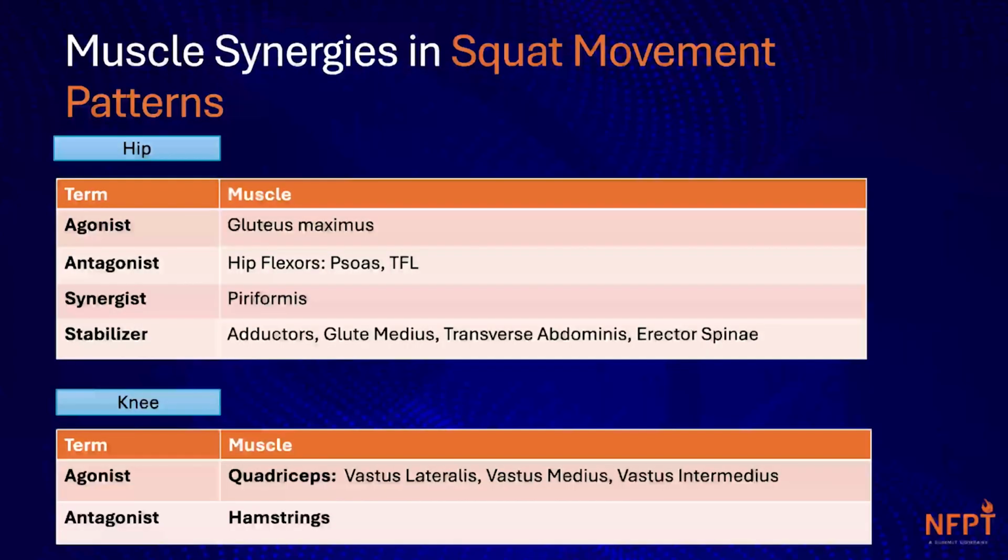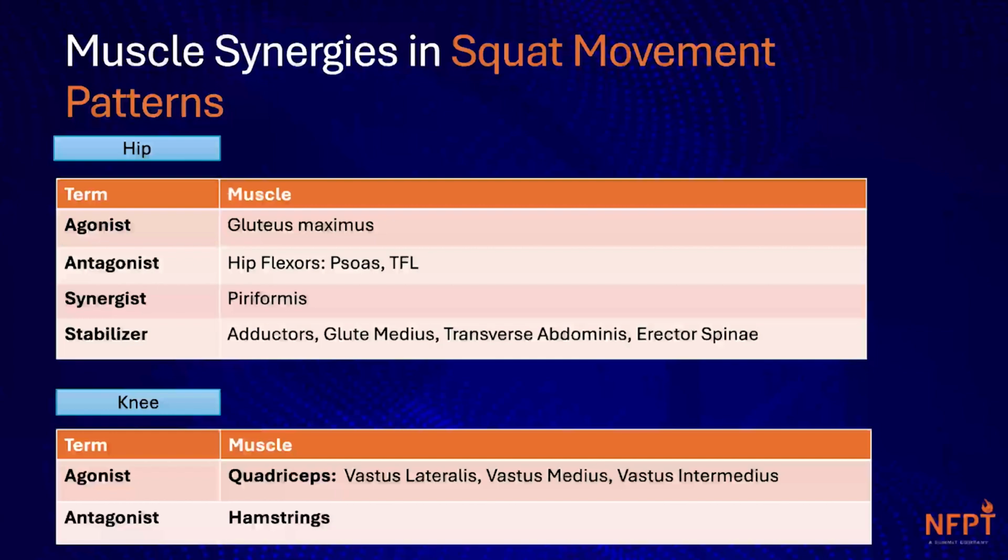All right, so let's take a look at these muscle synergies. At the hip, you have first your agonist, that's your prime mover, and you have your glute maximus. That's responsible for the majority of the work. It's a big muscle, it performs hip extension, and that is the prime mover at the hip during a squat motion. Then you've got your antagonist. These are the muscles that oppose the agonist, and they're lengthening out during the concentric phase of the motion. So in this instance, we have our hip flexors, right?